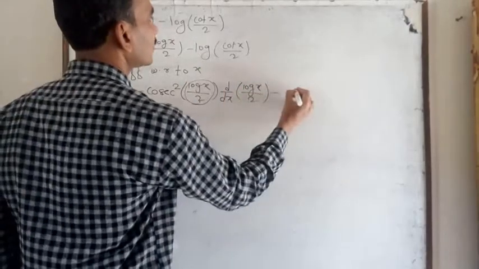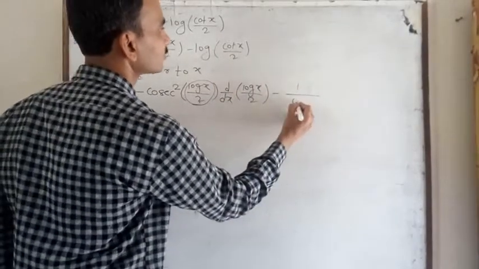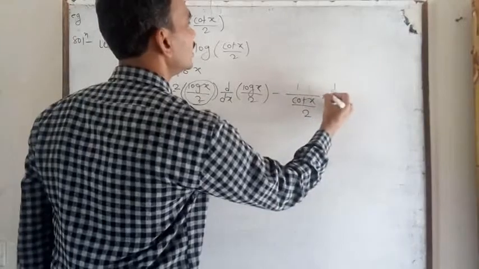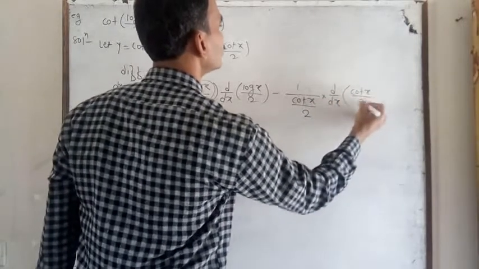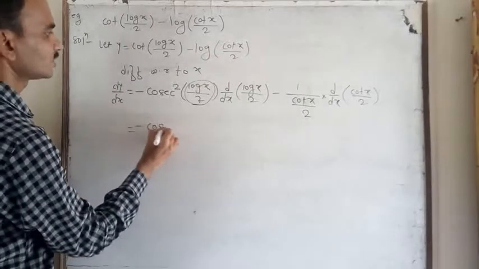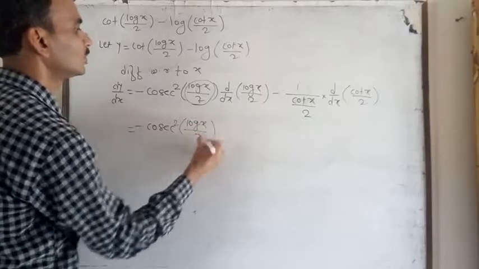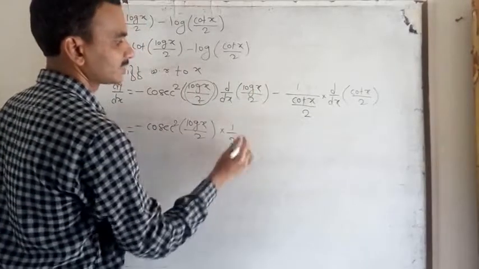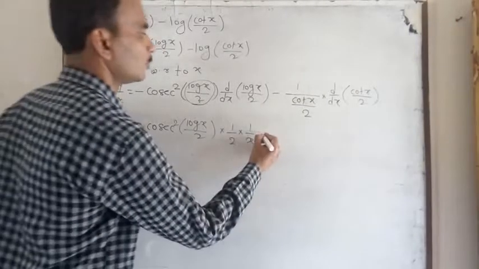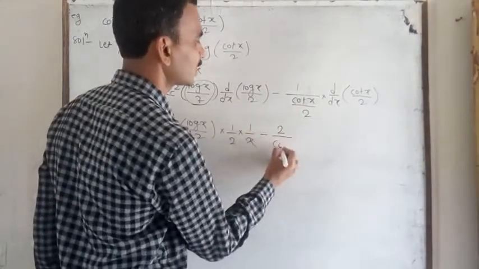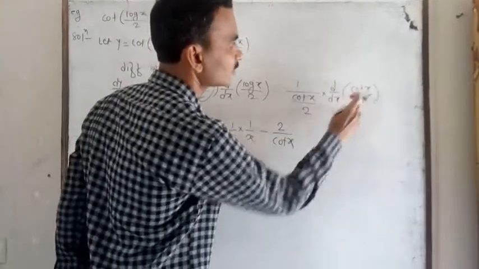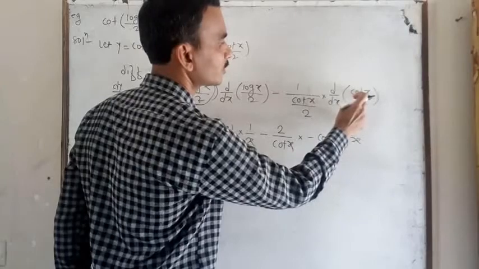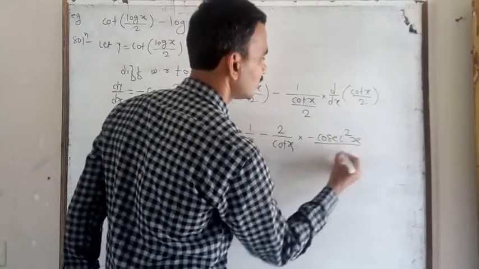Minus derivative of log x means 1 upon x, sorry, cot x upon 2 into d/dx of this term, cot x upon 2, minus cosec square x log x upon 2 as it is, and derivative of this term is 1 by 2 as it is, and log of x, derivative of log x means 1 upon x, minus here 2 upon cot x, and d/dx of cot x means minus cosec square x, and upon 2 as it is.